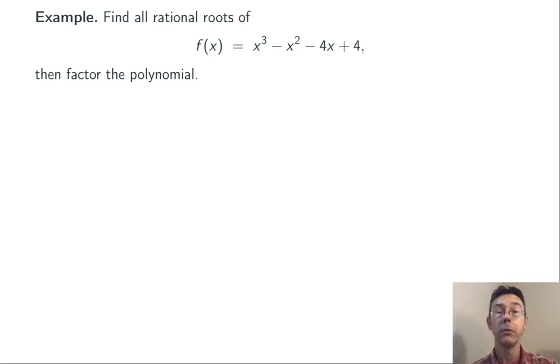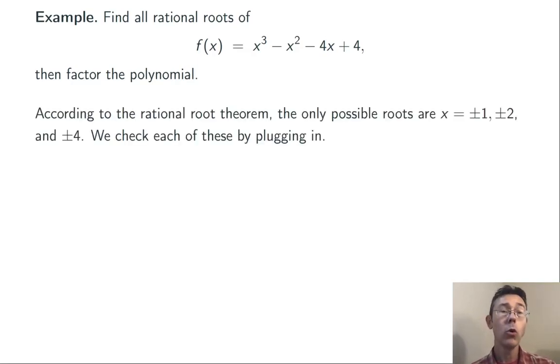Factor the polynomial completely, x to the third minus x squared minus 4x plus 4. As we do that, we're going to find all the rational roots. So according to the rational root theorem, the only possible rational roots of this polynomial are going to be the integers plus or minus 1, 2, and 4. So I'm looking at that constant term, 4, and taking all of its factors, 1, 2, and 4, and doing plus or minus for each one.